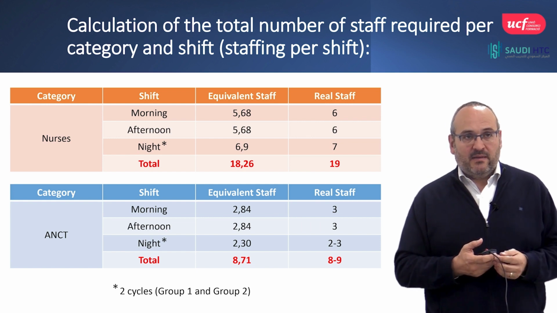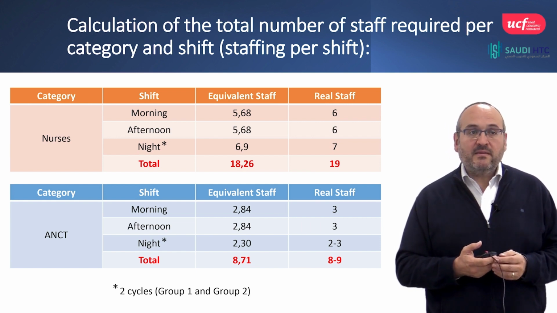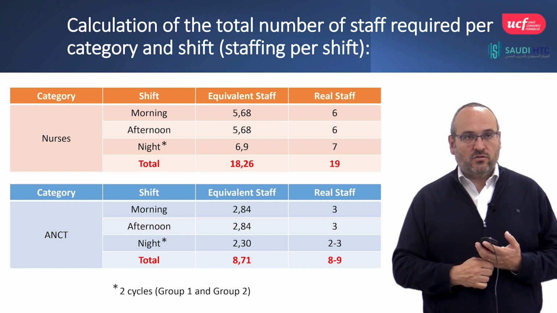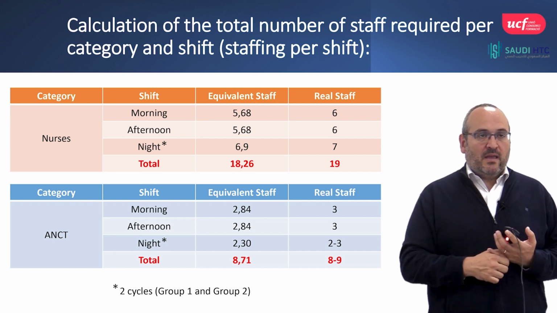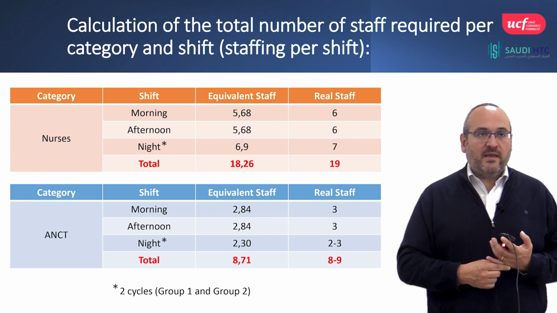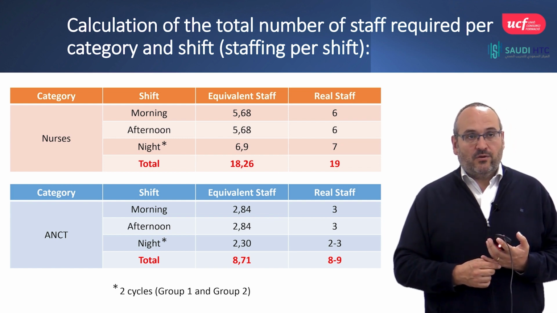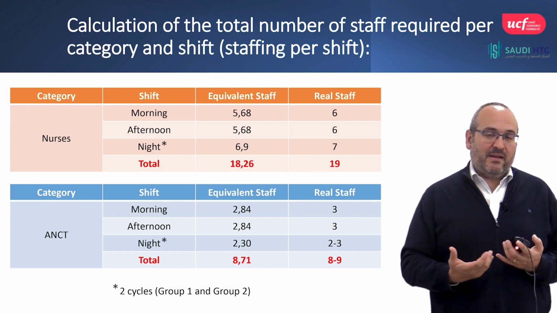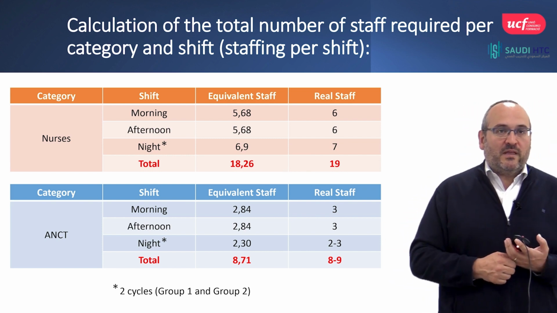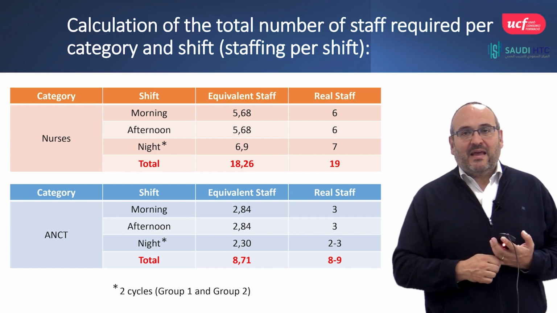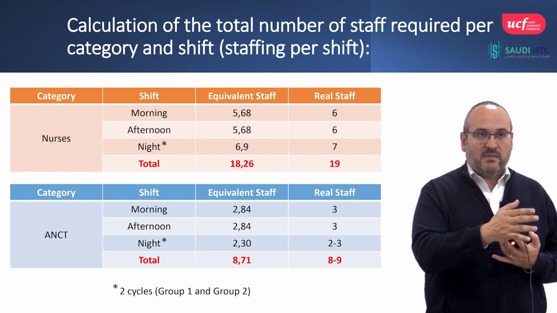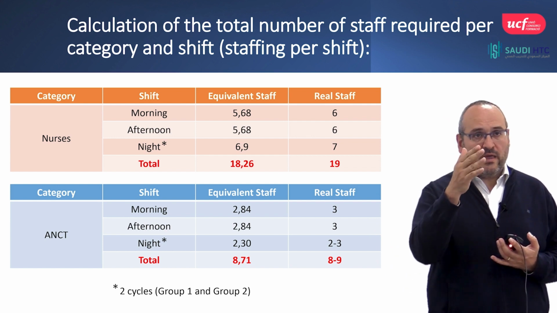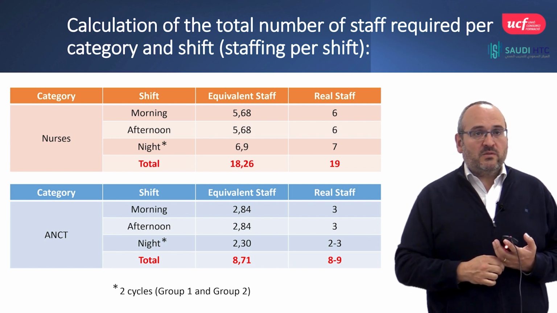At this point, we make a small summary and establish that the equivalent staff, that is to say, the exact total number of professionals that we would need to cover the 4 positions of the morning shift, would be 5.68. Logically, when we talk about real people, we must talk about whole people. Therefore, the real staff is 6 people. 5.68. We transform it into 6 people.